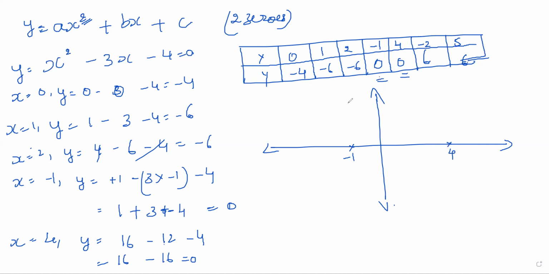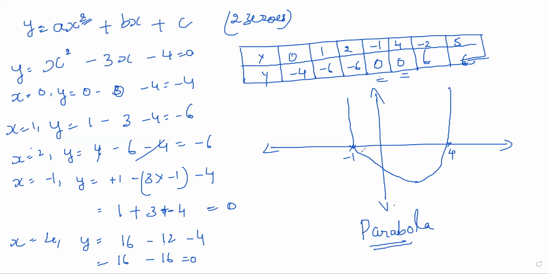See, if you mark the points on the sheet, children, you will get a curve like this. We are not getting a straight line right now. We are getting a curve. So these curves are called parabolas. We are not getting a straight line, we are getting a curve in a quadratic polynomial.